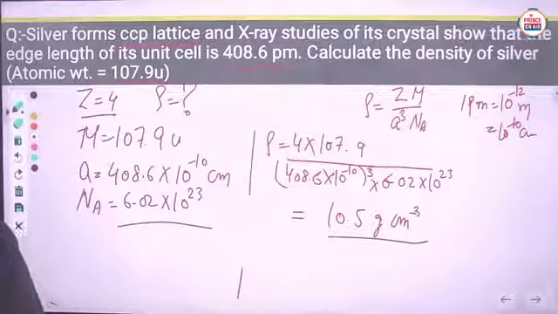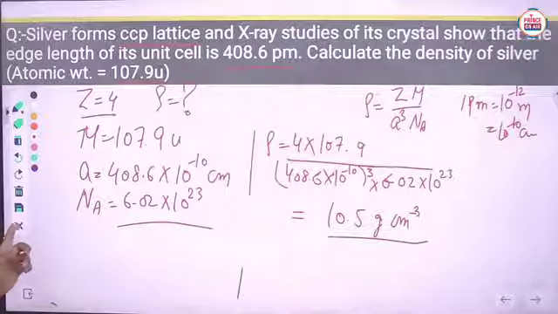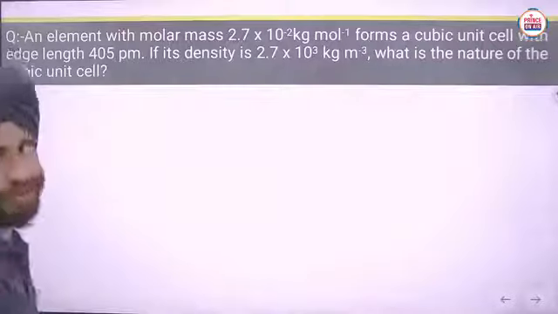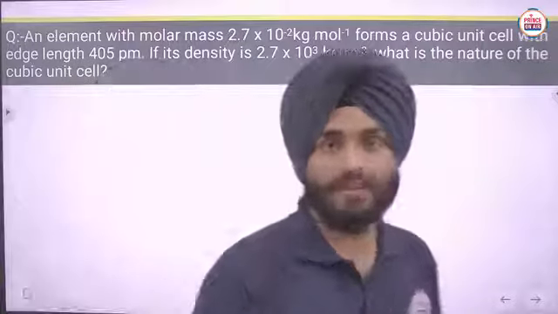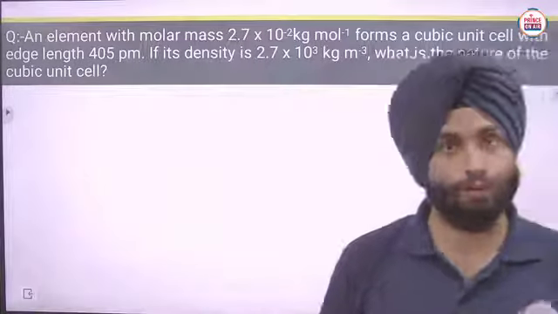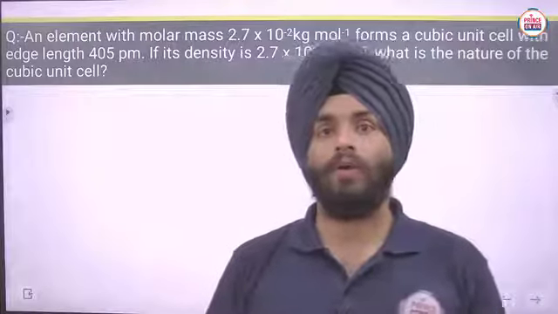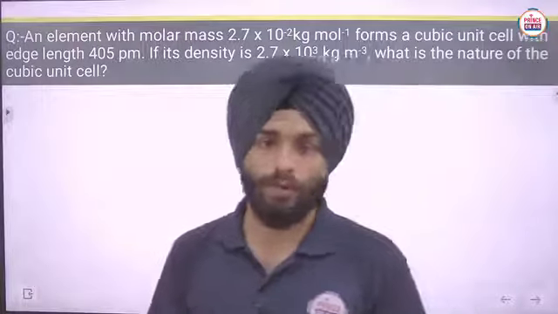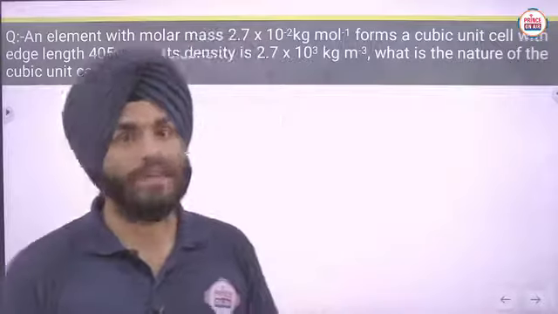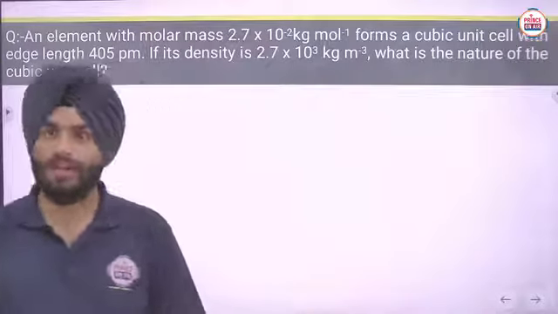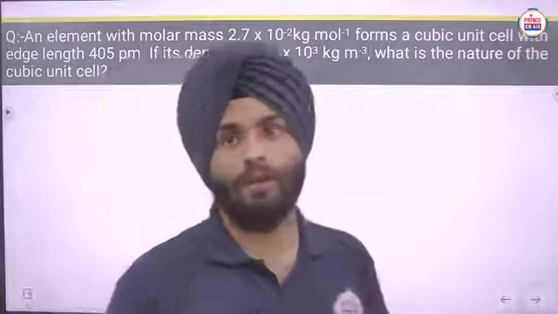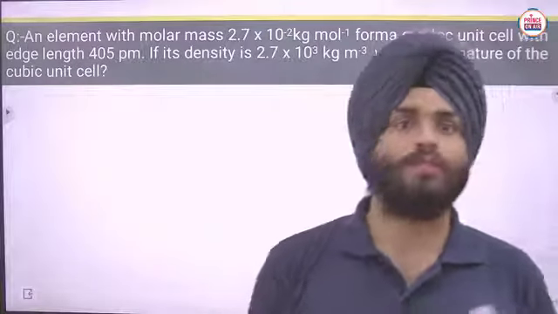Okay, then clear. So shall we move to the next question? The next question is, an element has a molar mass. Now the molar mass is given to you. It forms a cubic unit cell with the edge length 405 picometer, if the density is 2.7 into 10 raised to the power 3 kilogram per cubic centimeter. What is the nature of the cubic unit cell?